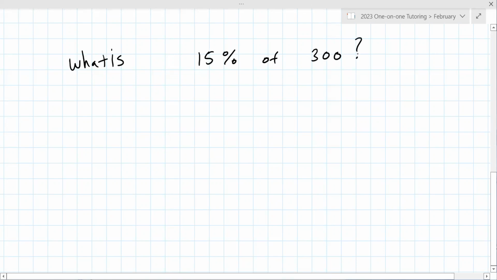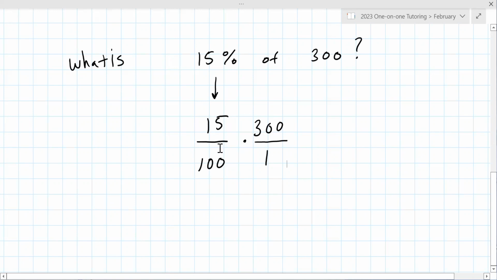All right, and to do this, you really want to convert this percentage into a fraction, which I will do. It's 15 over 100. But then you're multiplying by 300. Now, before you multiply the top, you should try to cancel.